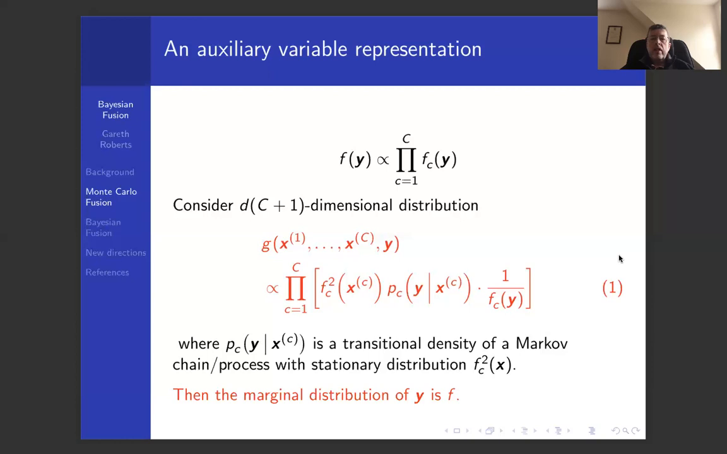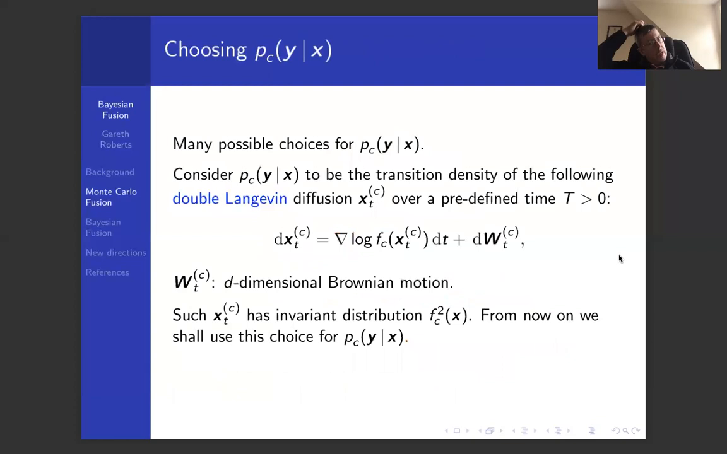So there's substantial flexibility in choosing p_c here. And we could look at different options for this, but the one which we've used essentially through most of this work, for reasons which will become clear later to do with the implementation, is the double Langevin diffusion. The double Langevin diffusion is a diffusion which satisfies a stochastic differential equation given in the middle of the page there: dx is equal to grad log f_c dt plus Brownian motion. And it's called double Langevin because its invariant distribution is f_c squared. So unlike the standard Langevin diffusion, there isn't a half in front of the drift term.